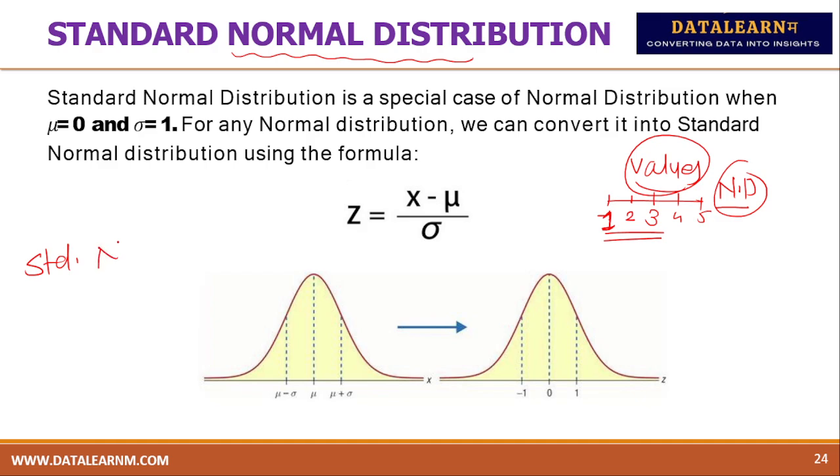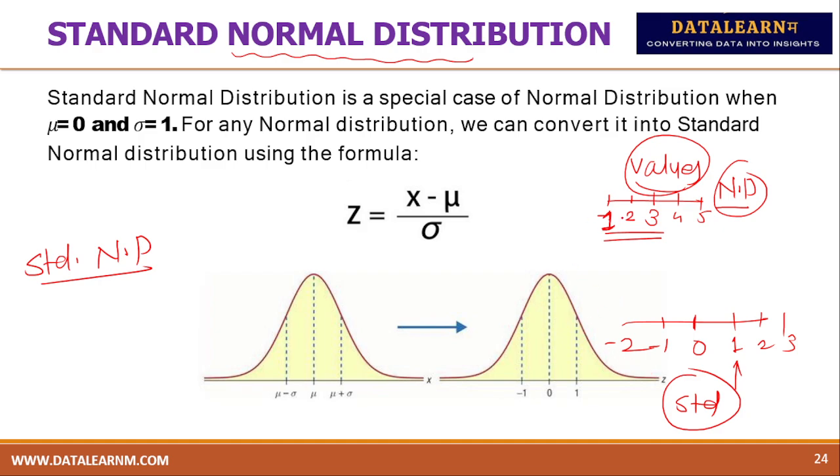then it will be the standard normal distribution. Instead of this, it is like this: 0, then -1, -2, 1, 2, 3. These are not actual data points; these are the values of standard deviation. In the standard normal distribution, at the center you will always find the mean as 0, and according to that, the values are adjusted.